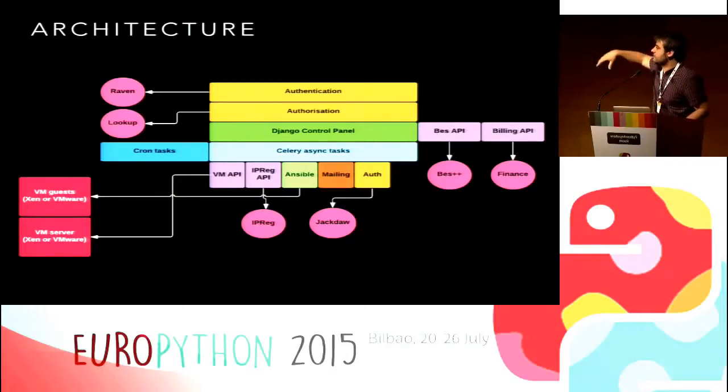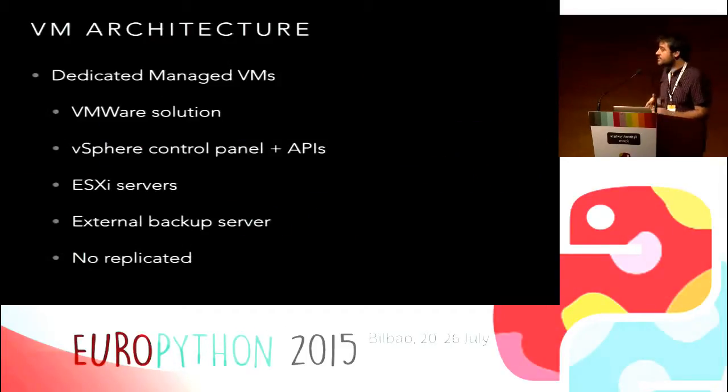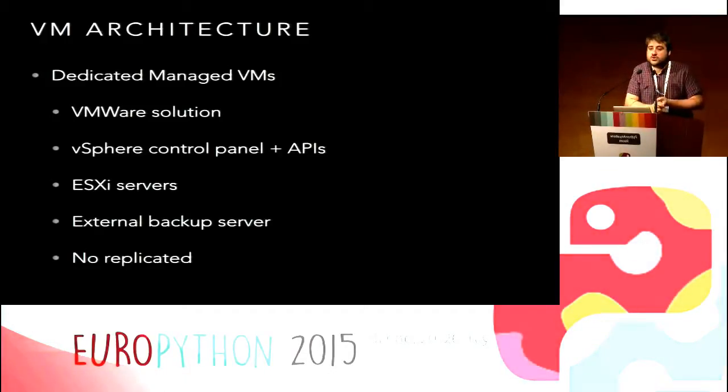Here, the VM service is separated from the rest of the stack. So we start by describing the VM architecture. The VM architecture is just a VMware solution. You may know these VMware solutions. It's just ESXi servers, and you can manage these ESXi servers using the vSphere control panel and some APIs. And we have an external backup server where we do the backups, but it's not replicated. So if something happens, then we rebuild the VM and recover the things from the backup server.